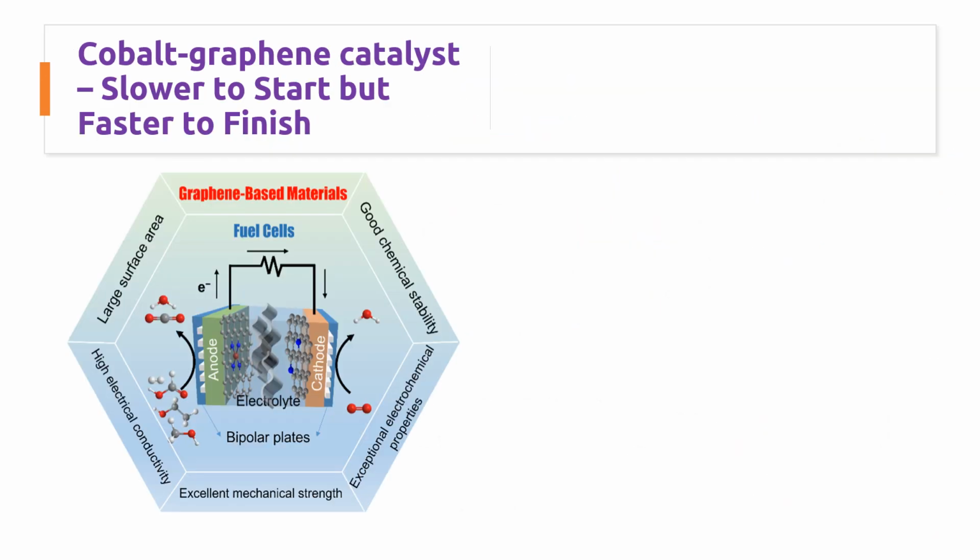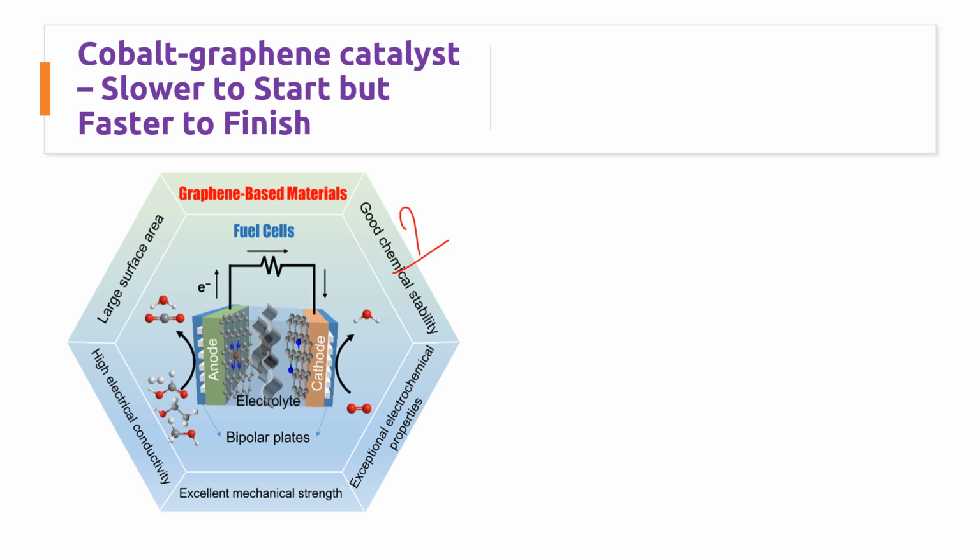The other way, the cobalt graphene catalysis. Cobalt graphene catalysis source. Cobalt graphene catalysis mechanism is slow but starts faster to the finish. Another way to understand it easily is like a hexagon shape for fuel cell applications. Let's talk about the case one.